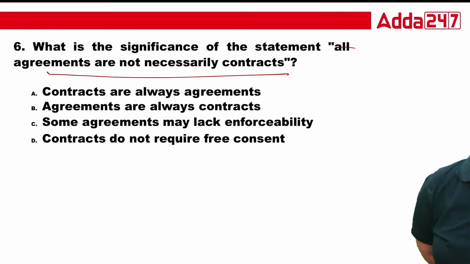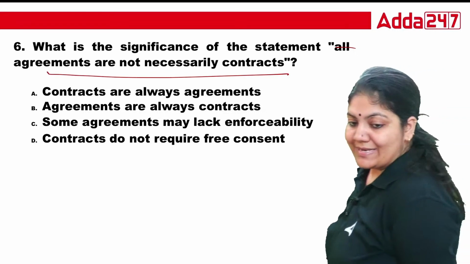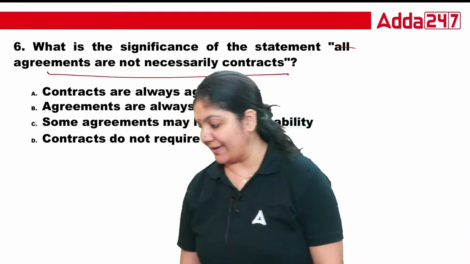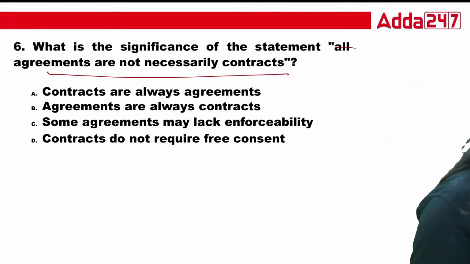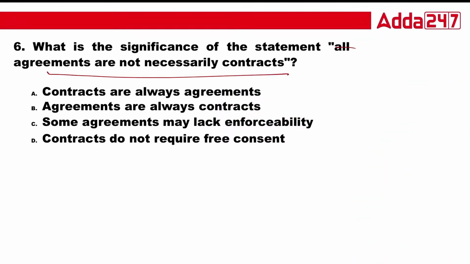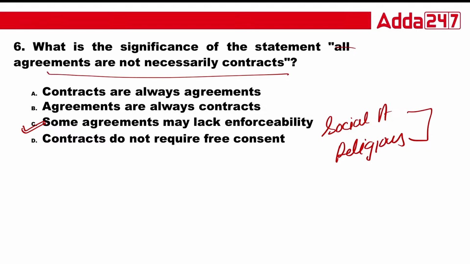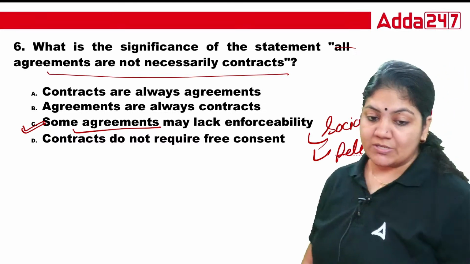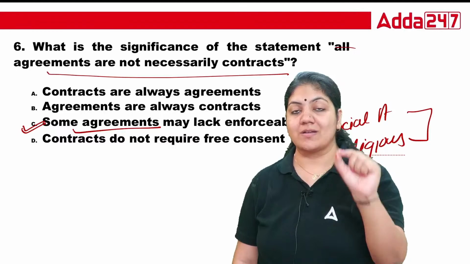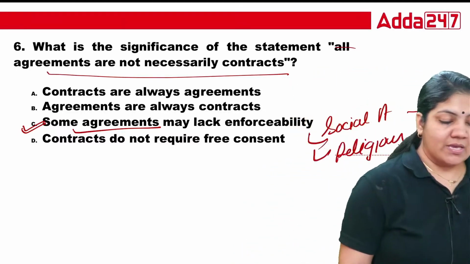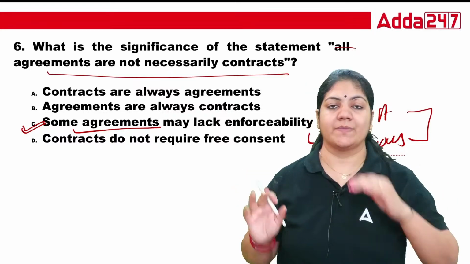All agreements are not necessarily contracts. What is the right answer? Some agreements, class, may lack enforceability, because suppose if a social agreement is there, if a religious agreement is there, in that case it cannot be converted into a contract. So that's why some agreements are those which lack enforceability. So that's why all agreements are not necessarily contracts. Is that okay? A contract comes from an agreement.